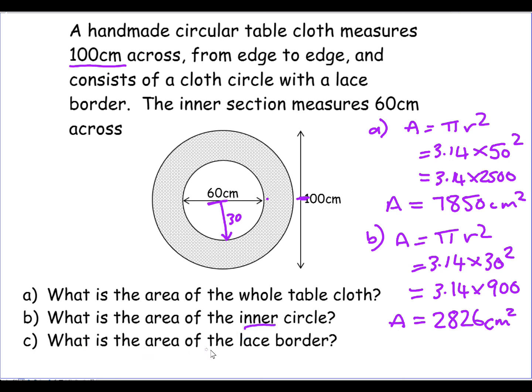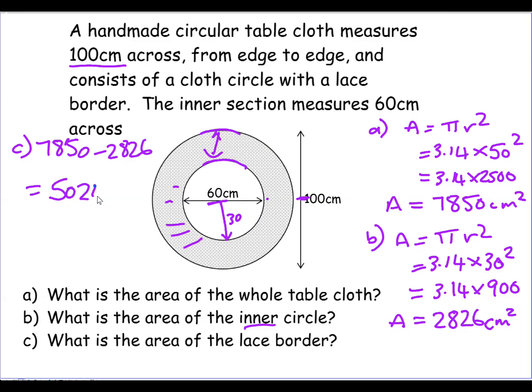So now to find the area of the lace border, so this bit here, we just take our small area circle from our big area of the table, and it will leave the area of this grey area around the outside where the lace is going to be put. So for part C, we just need to take the 7850, the big area, take away the small area, 2826, and that gives us 5024, and that is centimeters squared.